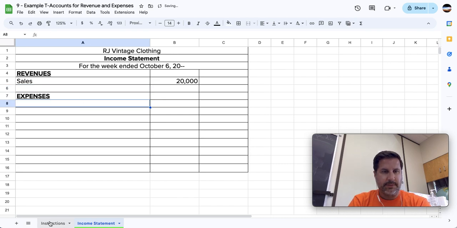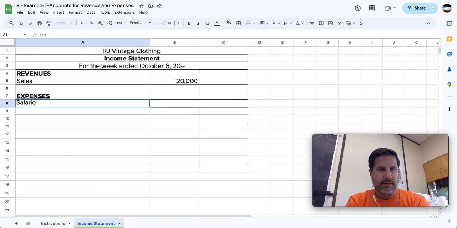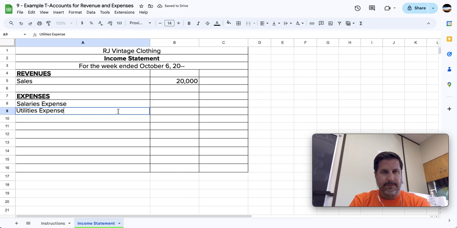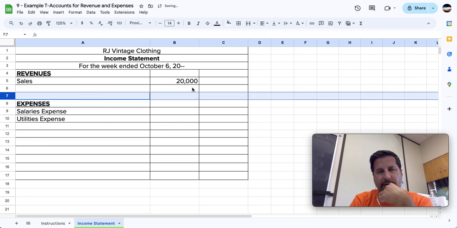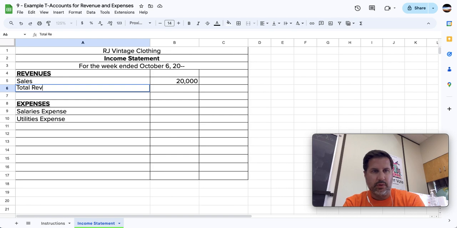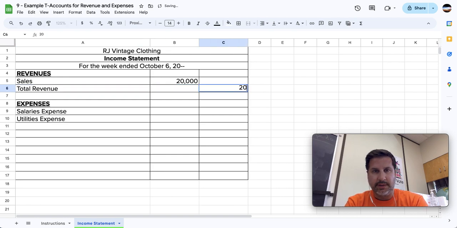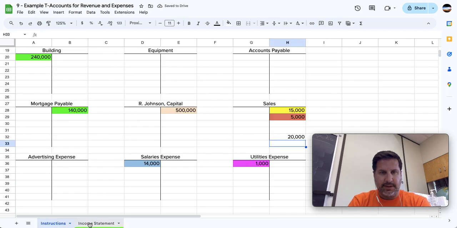let's do this. Okay. So salaries and utilities is all we have. Salaries expense, utilities expense. All right, there's a few things you can do here. You'll see I only have one. When you only have one, you can actually put it in the total category over here, or you can do total revenue if it helps you organize your thoughts. I'm good with whatever. Okay, 14 and 1,000.